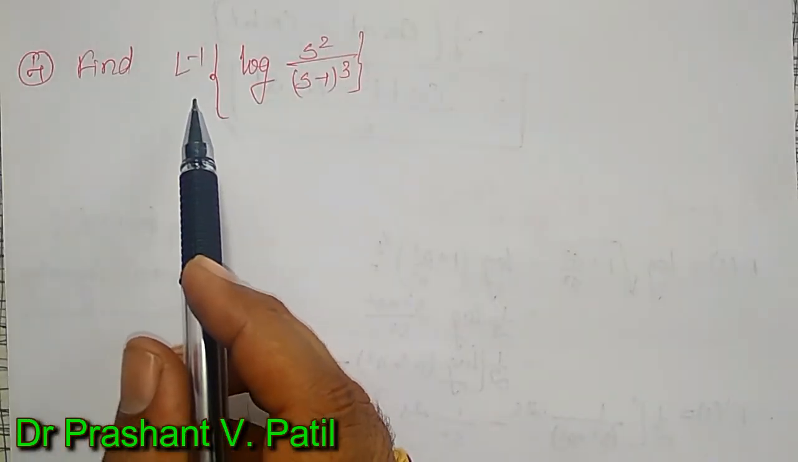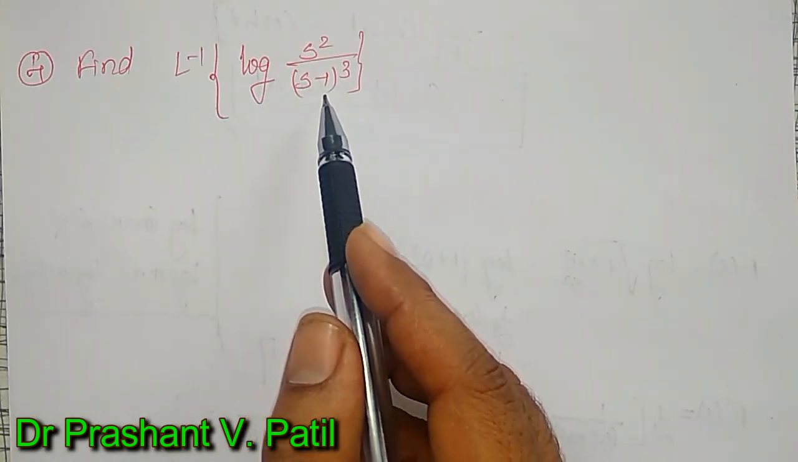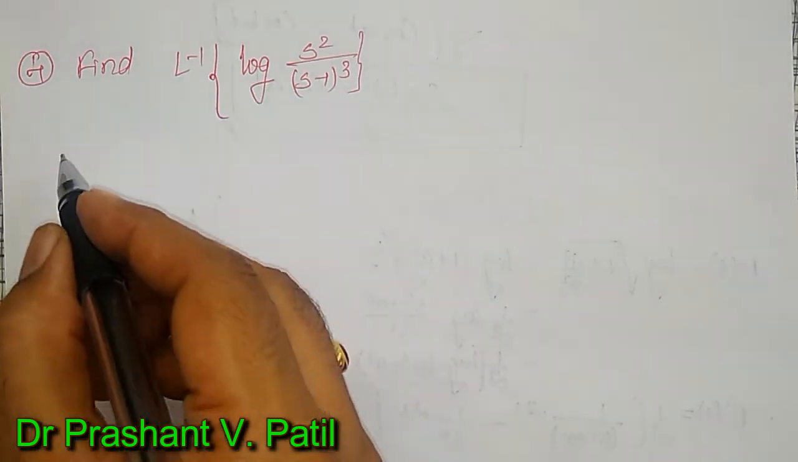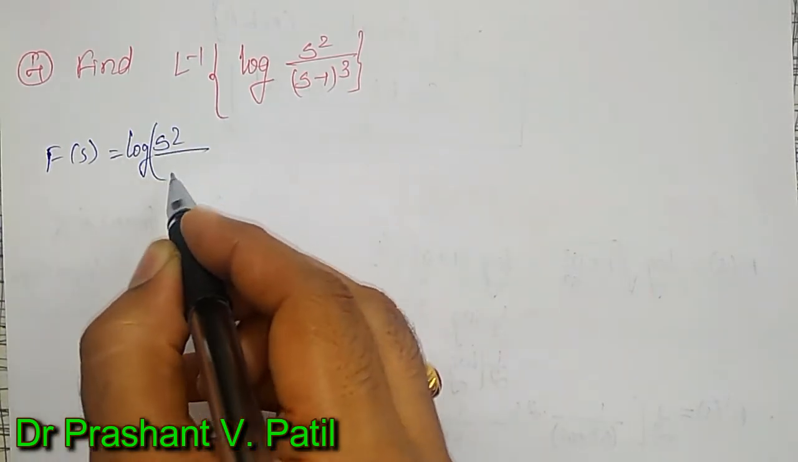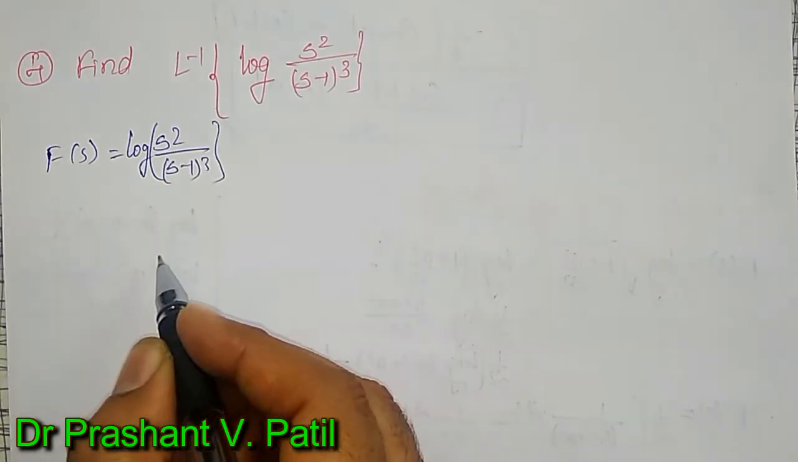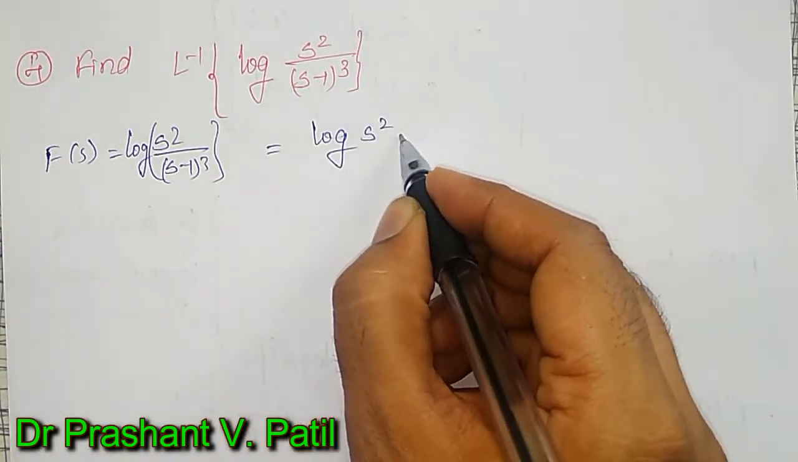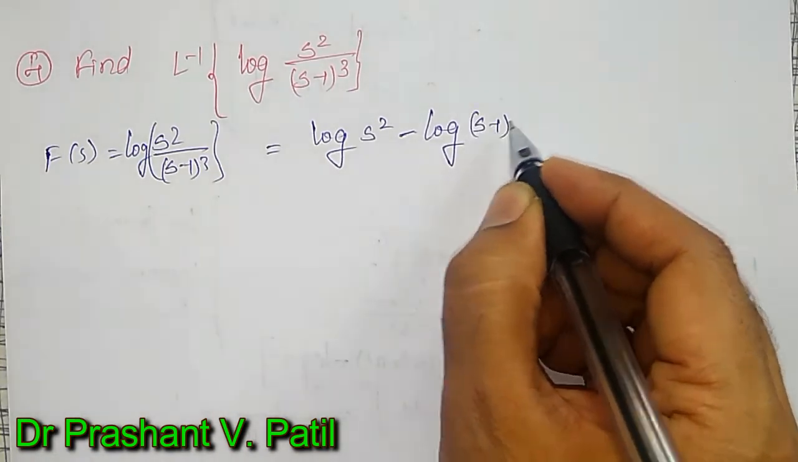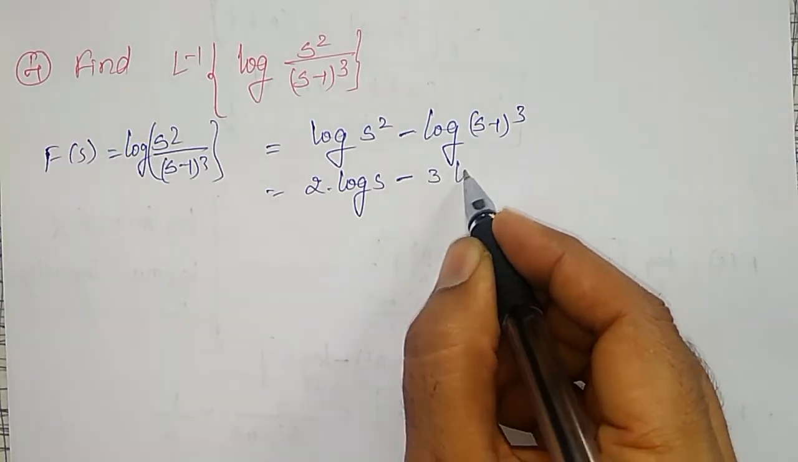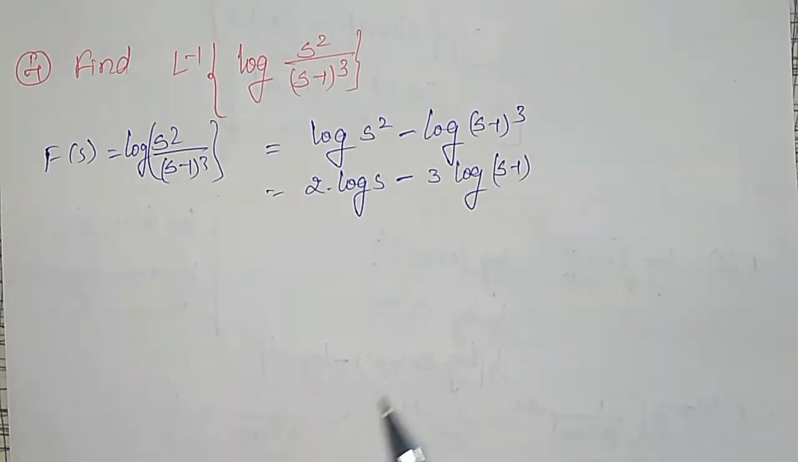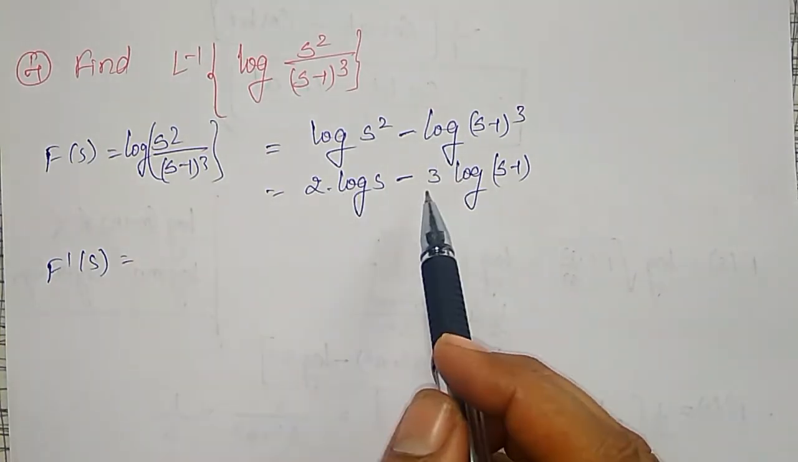Next one is: find the inverse Laplace transform of log of s square divided by (s minus 1) cube. Here again the log is contained, therefore I will use that property. To find f dash of s, I will use a simple property: log of s square minus log of (s minus 1) cube, which I can write as 2 log s minus 3 log of (s minus 1). Otherwise, the differentiation will become lengthy. That's why I'm using the properties of log.